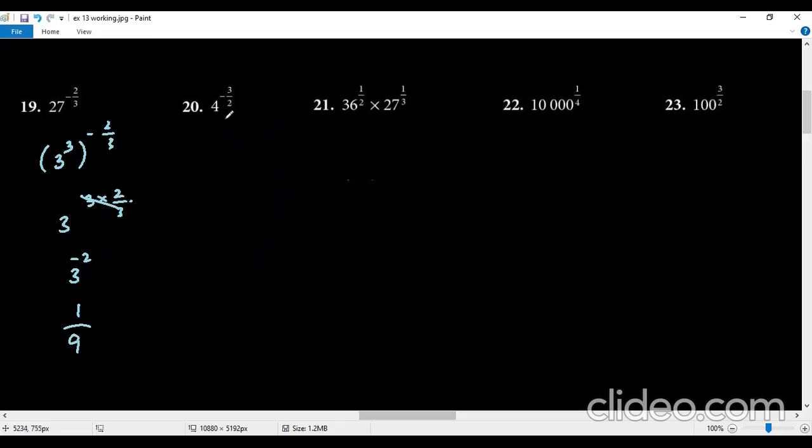Next is 4 to the power 3 over 2. Always remember this: this denominator is telling you that you should have this number as the power. That means 2 square I will write, multiplied by 3 over 2 negative. So that means it is 3 over 2. That means 3 over 2 cancel, and it is negative 3. So 1 over 8 is going to be your answer.